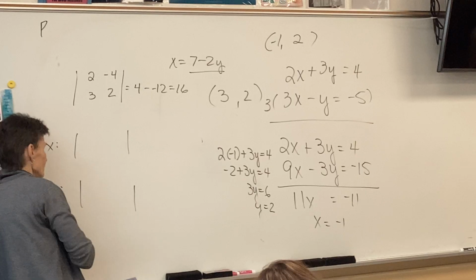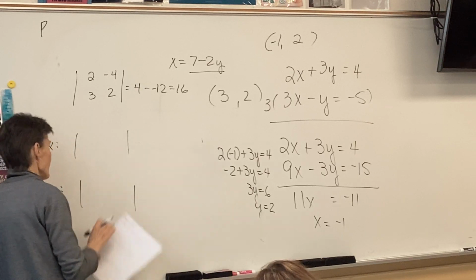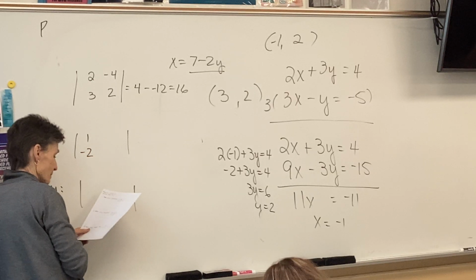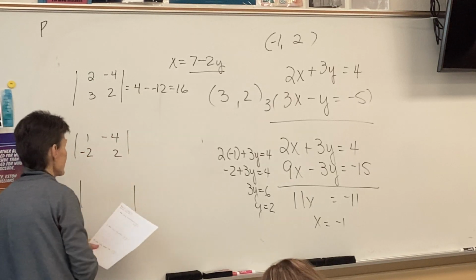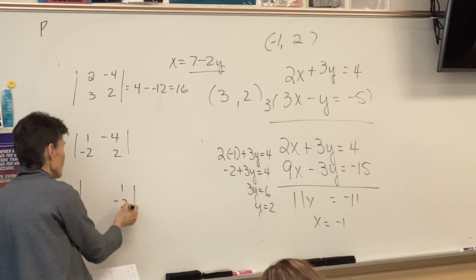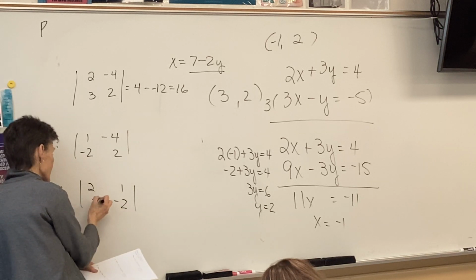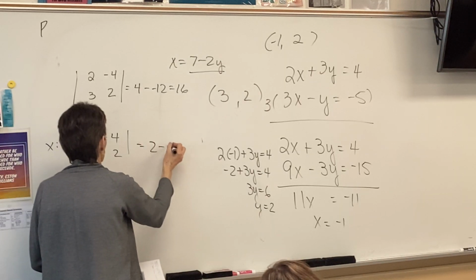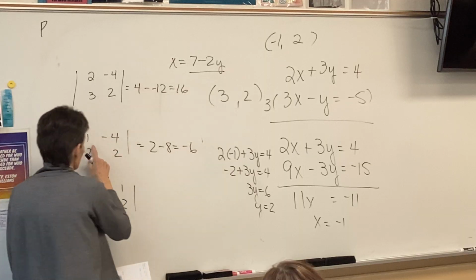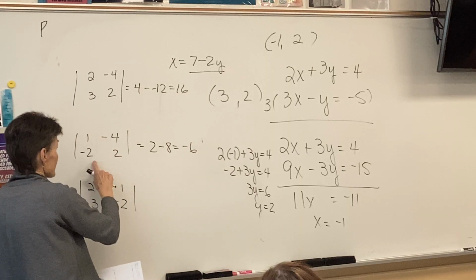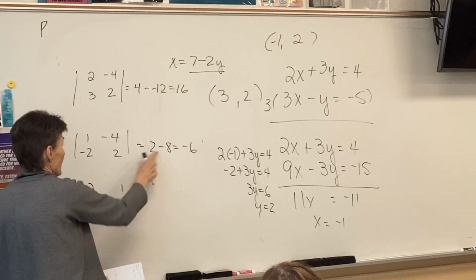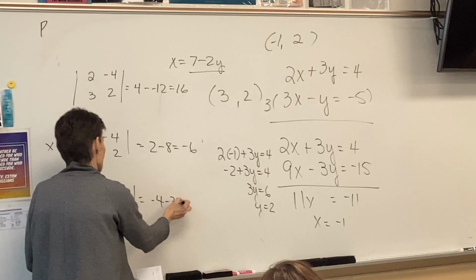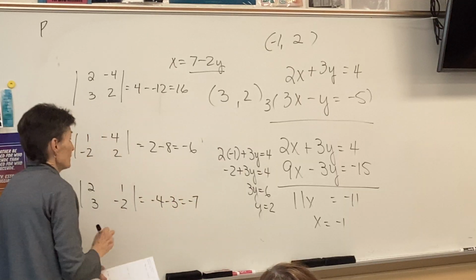Then I need a determinant for x and y. So I'll put 1, -2 in for x. Y stays the same. 1, -2 in for y, and the x's stay the same. Watch your signs here. This is 2. This is 8. But I'm subtracting, so it's actually 2 minus 8. That's -6. And -7.